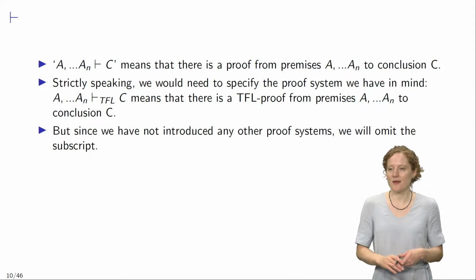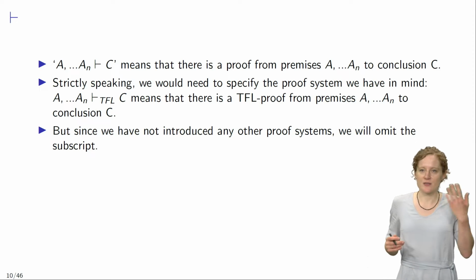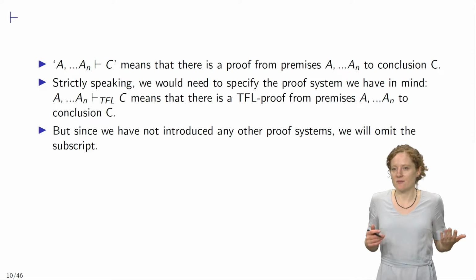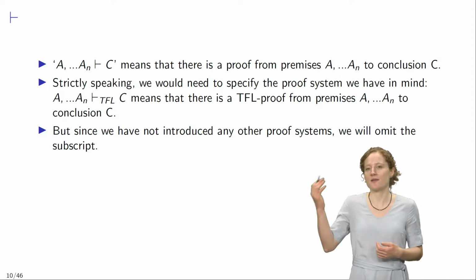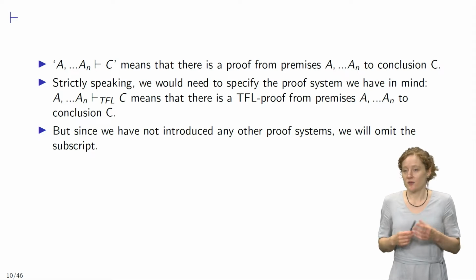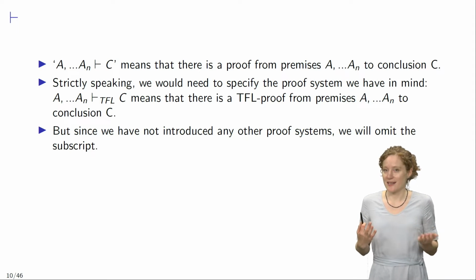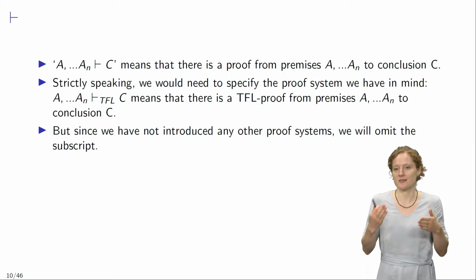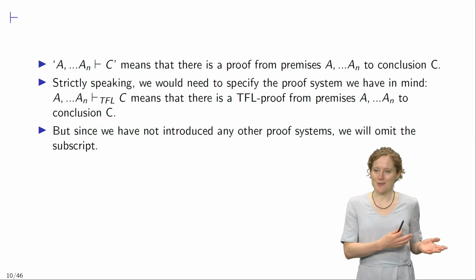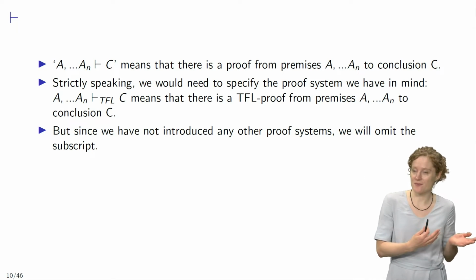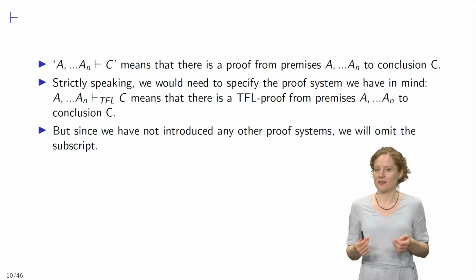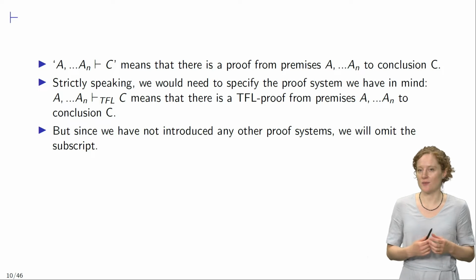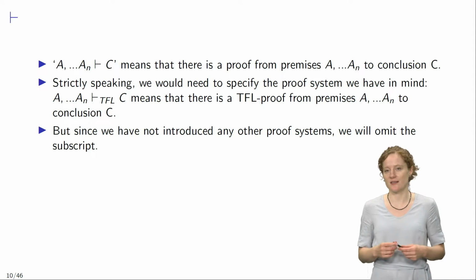And the reason is that there are many different proof systems, and just because a sentence can be proven from given premises in one proof system doesn't mean that it can be proven from these premises in any other proof system. So that's why when you look into advanced logic textbooks, you're often going to see the turnstile with little subscripts referring to different proof systems. But since in this class we have not introduced any other proof system other than the TFL proof system that we are using, we will omit the subscript and tacitly presuppose that we are talking about TFL and the inference rules that we have studied in the last couple of weeks.